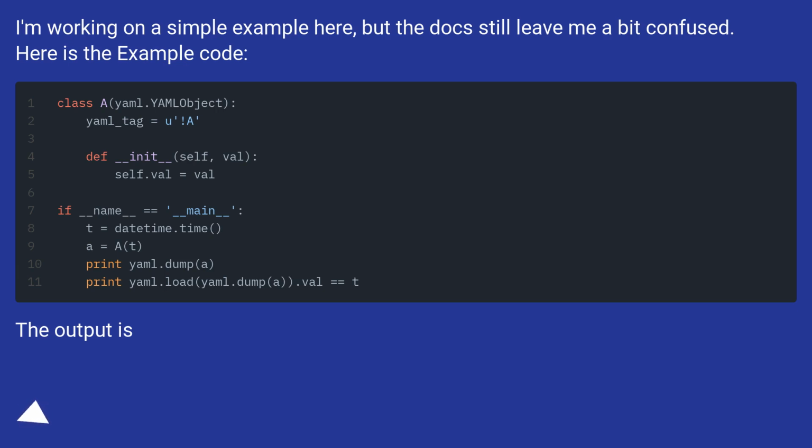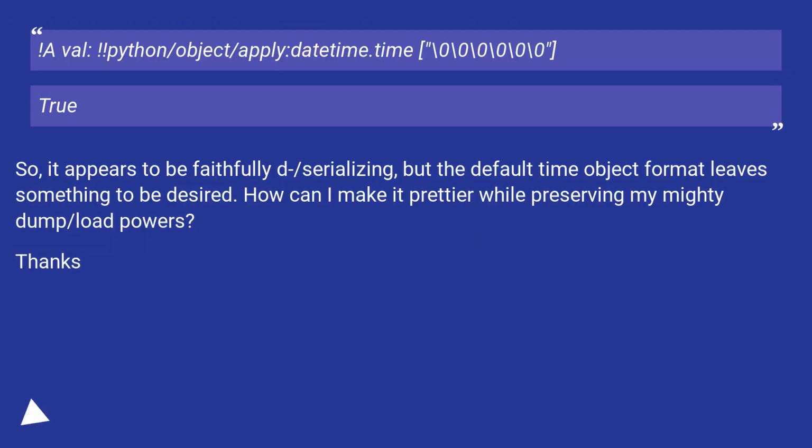The output is !!python/object/applied:datetime.time with a value that is a run of escaped null bytes, then true. So, it appears to be faithfully serializing and deserializing, but the default time object format leaves something to be desired. How can I make it prettier while preserving my mighty dump/load powers? Thanks.